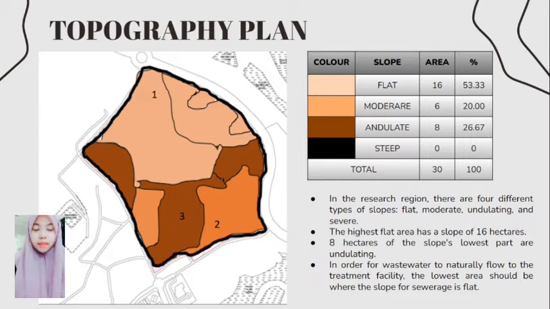Topography plan. In the research region there are 4 different types of slope: flat, moderate, undulating and severe. So the highest flat area has a slope of 60 hectare, 8 hectare of the slope lowest part and undulating. In order for wastewater to naturally flow to the treatment facility, the lowest area should be where the slope for sewerage is flat.